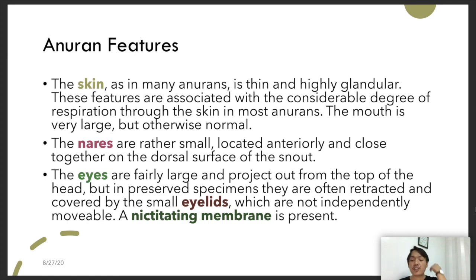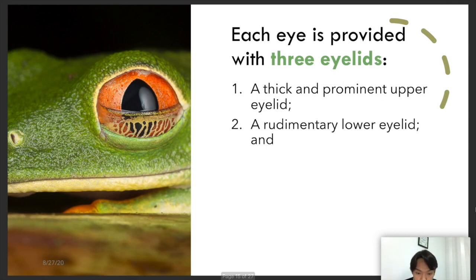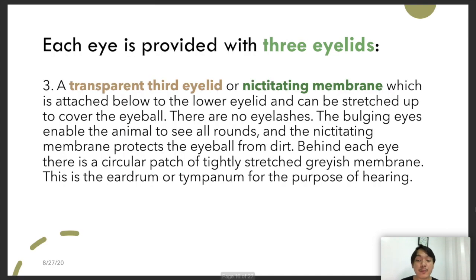Each eye is provided with 3 eyelids. The first one is a thick and prominent upper eyelid. This one, the rudimentary lower eyelid, this one, and a transparent third eyelid. So we call that one nictitating membrane, which is attached below to the lower eyelid and can be stretched up to cover the eyeball. So they have no eyelashes, and the bulging eyes enable the animal to see all around.